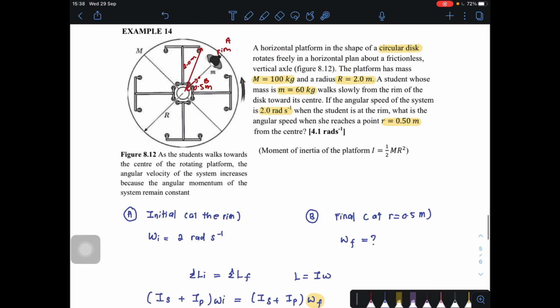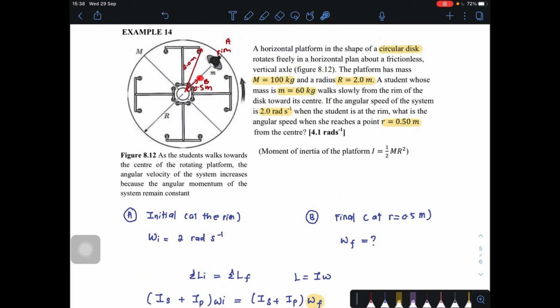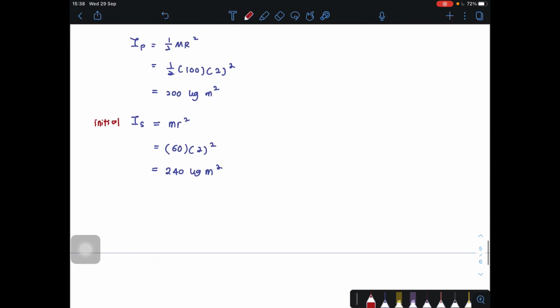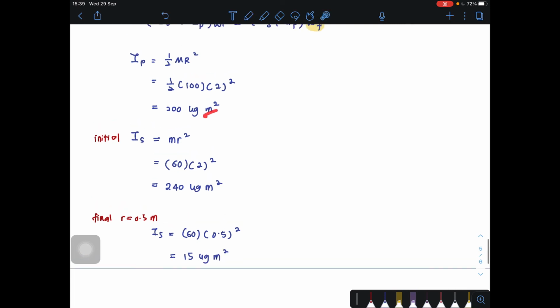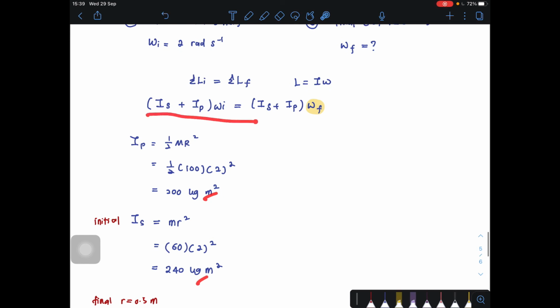So apabila dia berada dekat point ni, value R dia sudah berbeza. So the value for R is now 0.5 meter. So moment of inertia pun tidak akan sama lah. So we need to calculate that one. So we will get it is equal to 15 kg meter square. Okay, so now kita sudah dapat ketiga-tiganya. So just masukkanlah dekat dalam this equation.